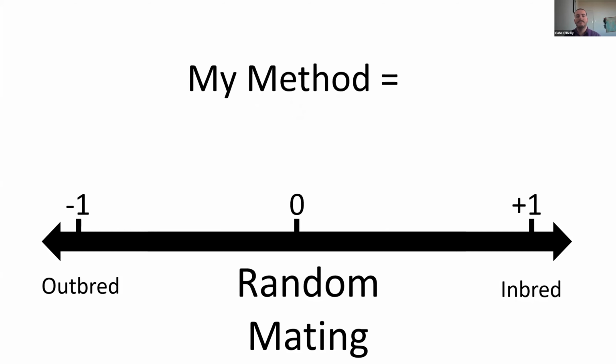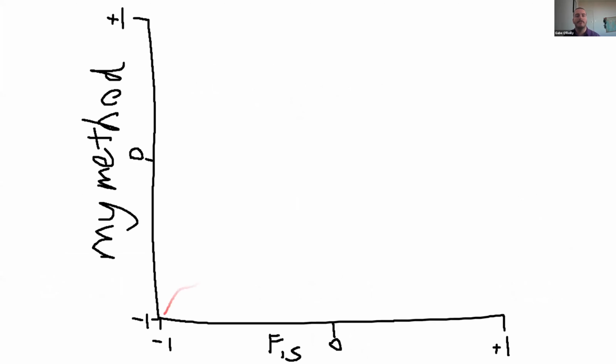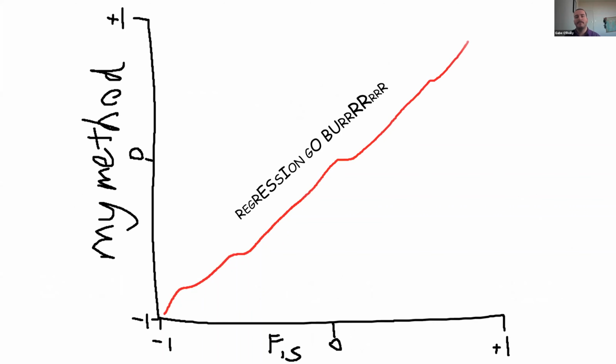Using simulations where I'm a god and the mere mortal limitations of sequencing technology don't apply to me, I can compare FIS and my method using data that would be impossible to get in the real world to see how accurate my method is. I'm also applying my method to some real animals where we have a really good idea of the mating patterns from years of previous study.